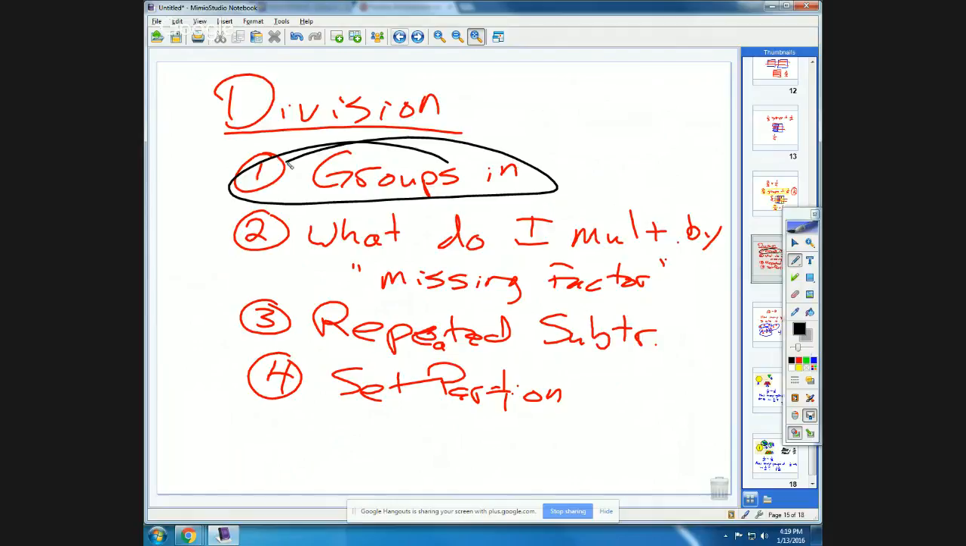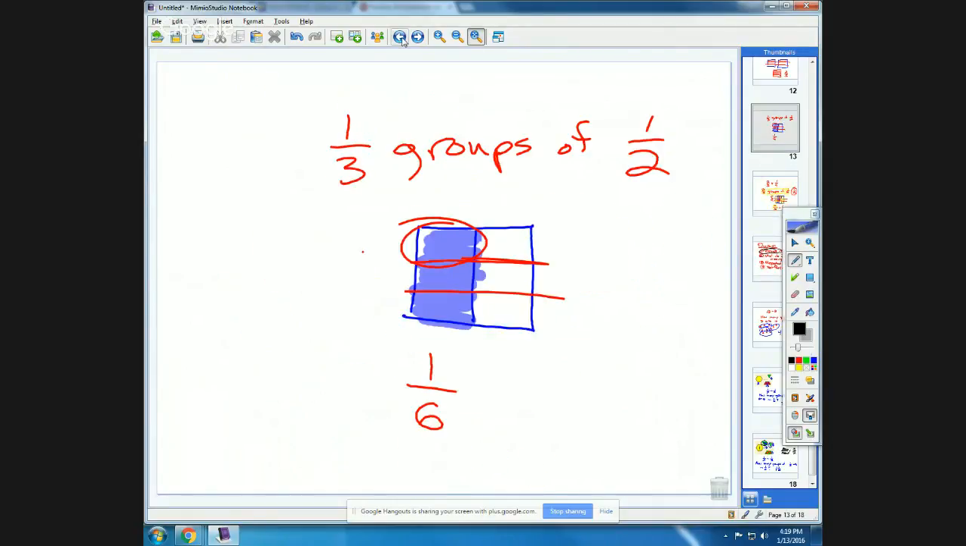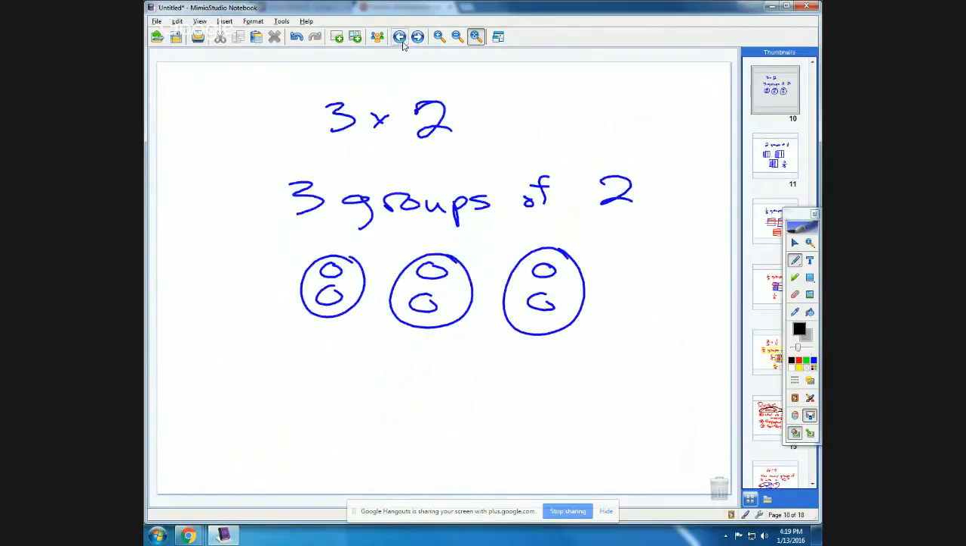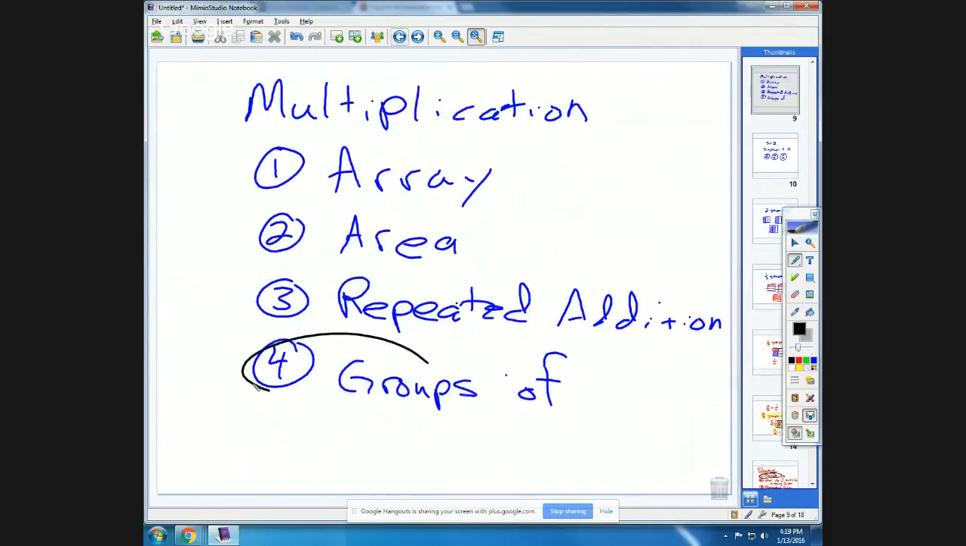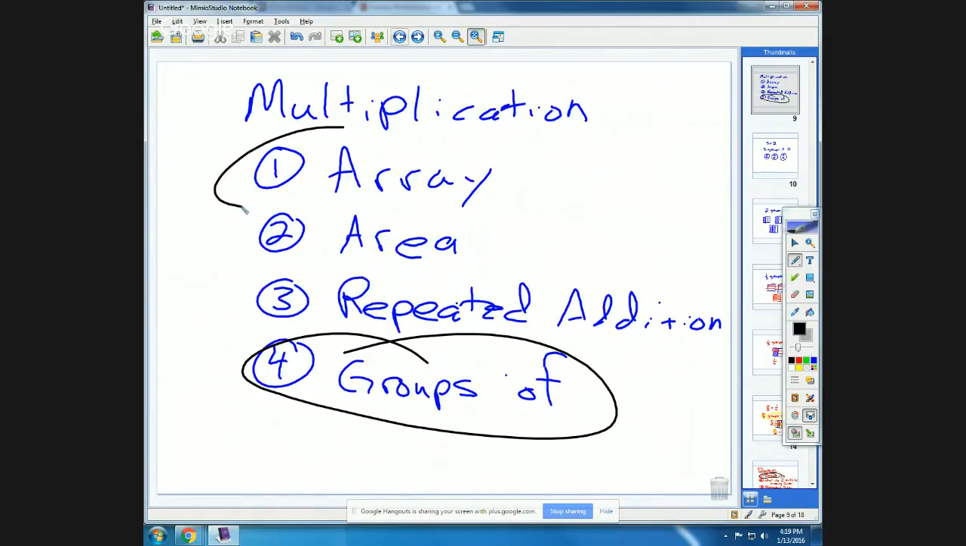I'm trying to remember if I've ever tried to use set partition. I guess I'll try it, but I'm not sure if I'm willing to do it on live YouTube. As far as the multiplication went, we ended up using groups of as the easier model to work with. It's possible to make those other ones work too, like the area model. I'll point that out before I shut up here.